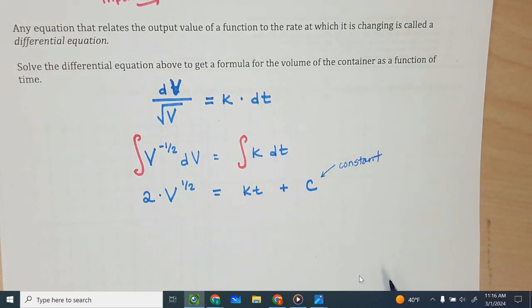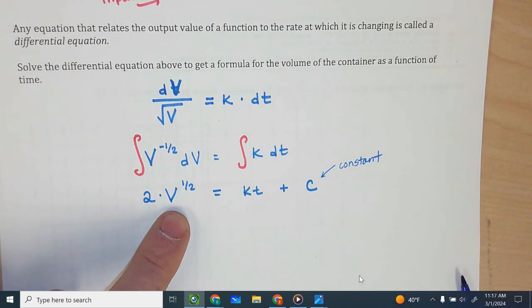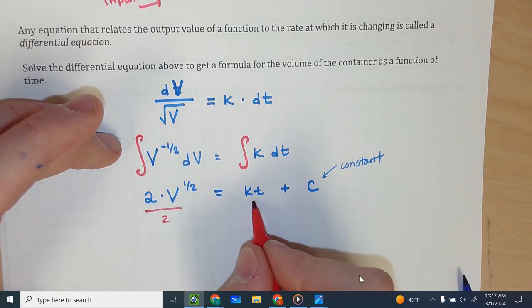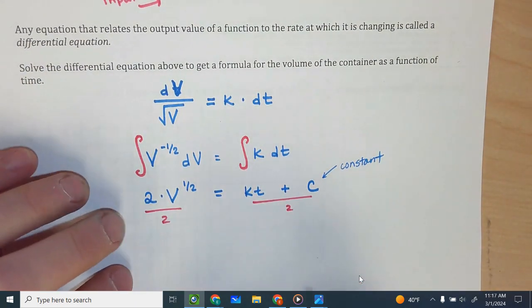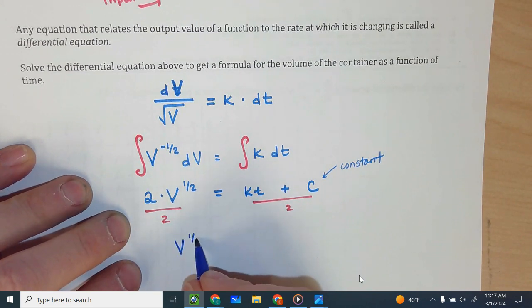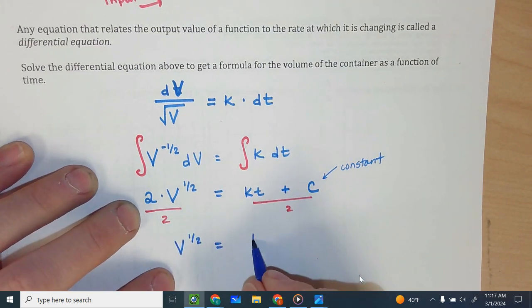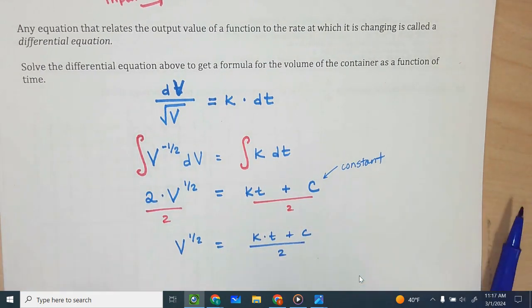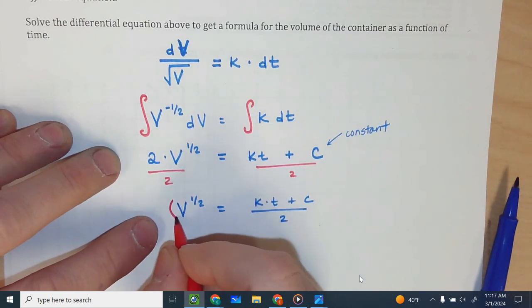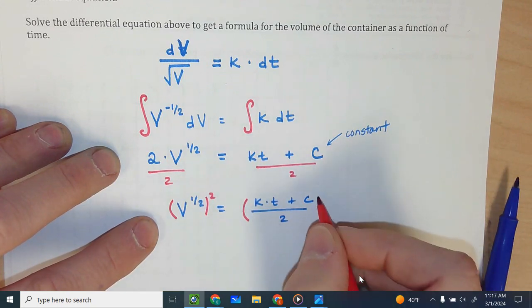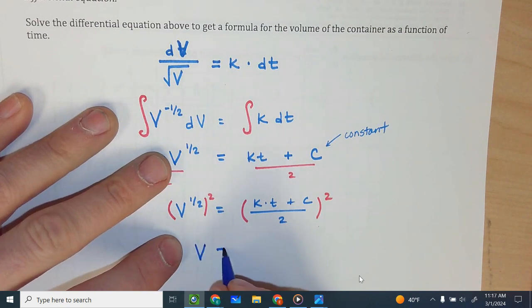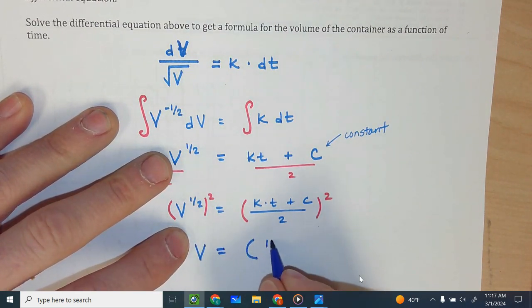Okay. Next step, we now want to solve for v. So we're going to take both sides and divide by 2. We get that the volume of the container to the 1/2 power is equal to the constant times t plus c divided by 2. And then our last step is going to be to square both sides so that v is by itself. And it turns out that v is equal to a quadratic equation.